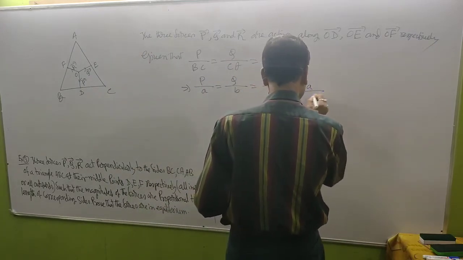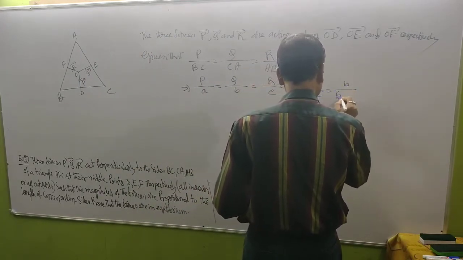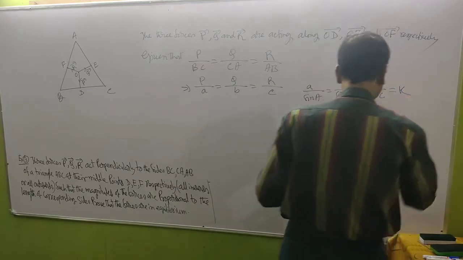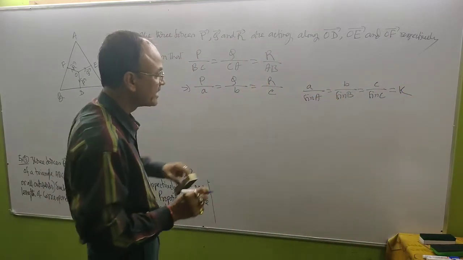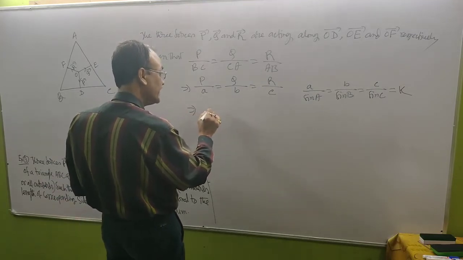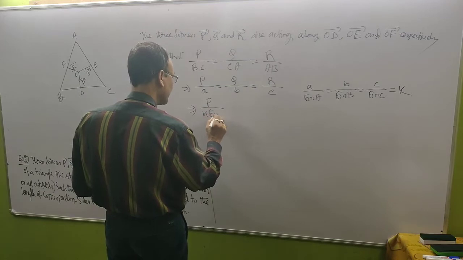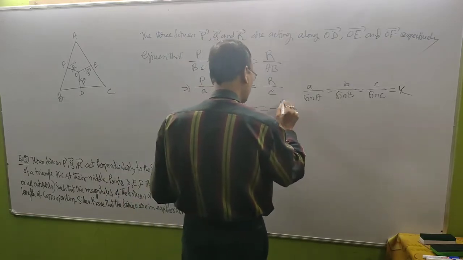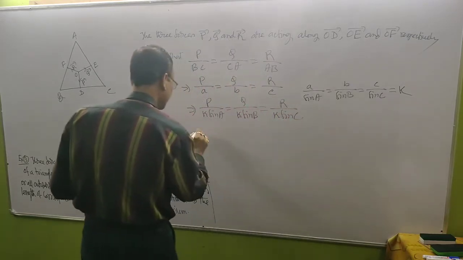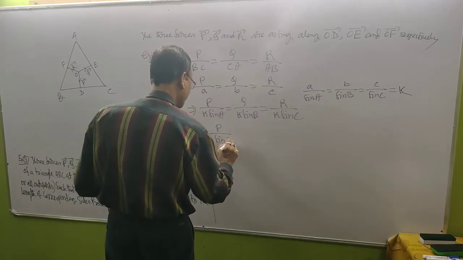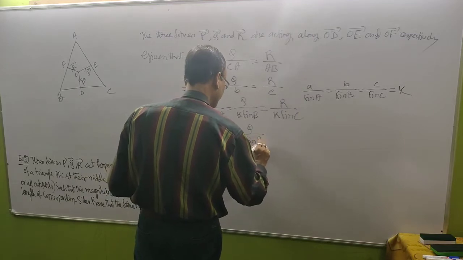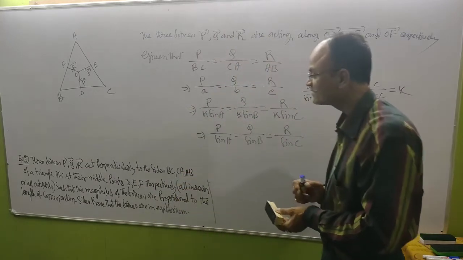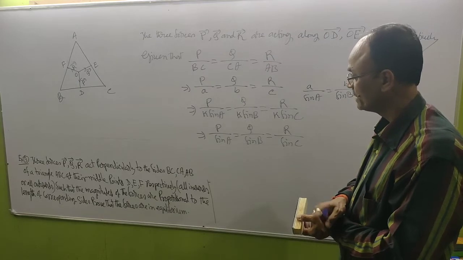Now, A by sin A equal to B by sin B equal to C by sin C equal to twice R. Let it be K. This means P is equal to K sin A, Q equal to K sin B, R equal to K sin C. This means that P by sin A equal to Q by sin B equal to R by sin C.